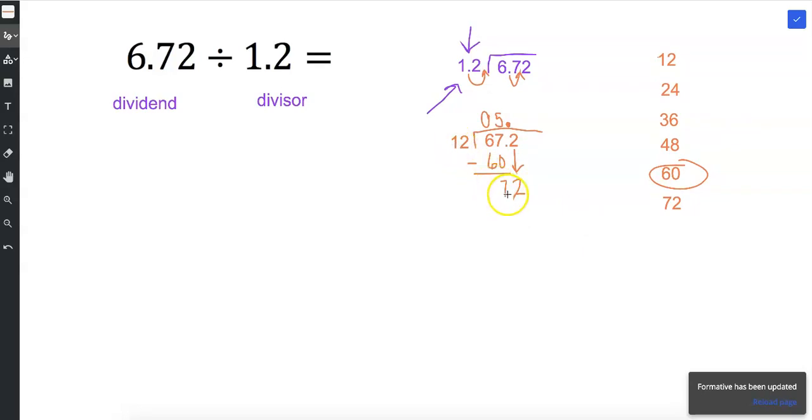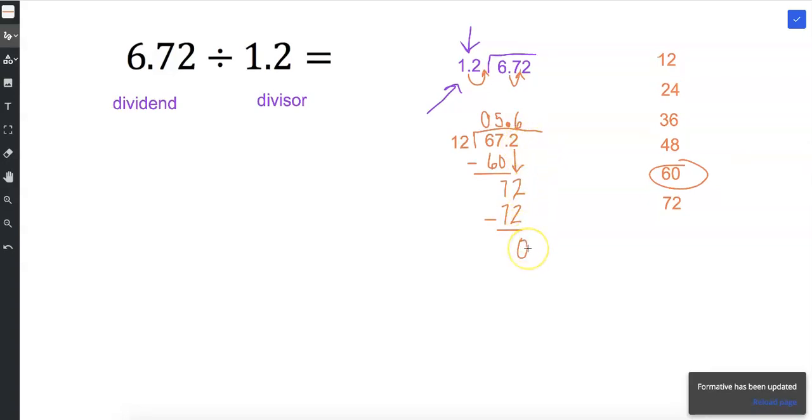12 goes into 72. Well, look. 1, 2, 3, 4, 5, 6 times. So 6 of these 12s fit into 72. So 12 times 6 is 72. We place that below the 72 and we subtract. We get a remainder of 0 and there's no number to bring down.